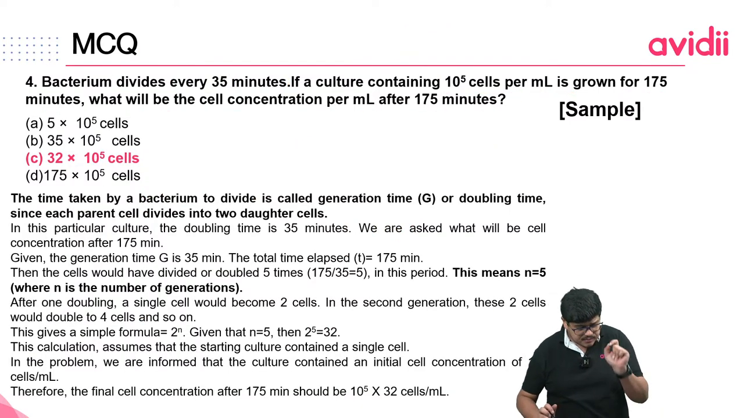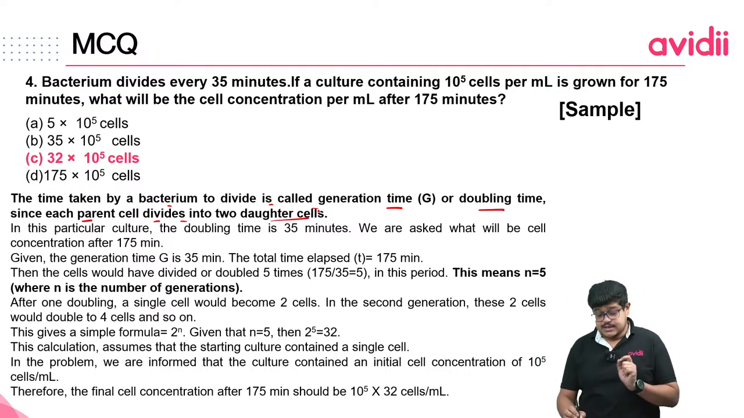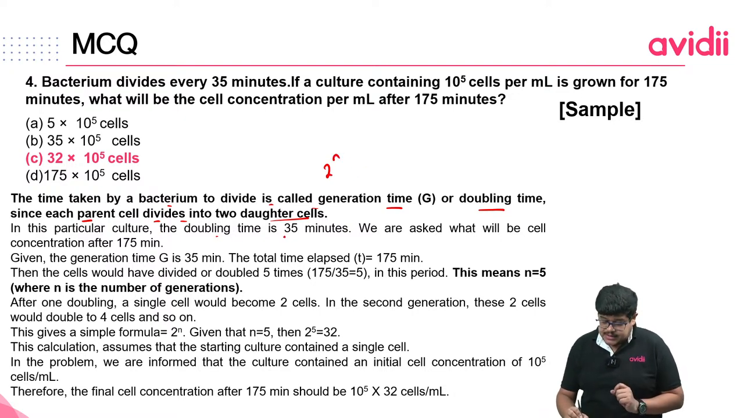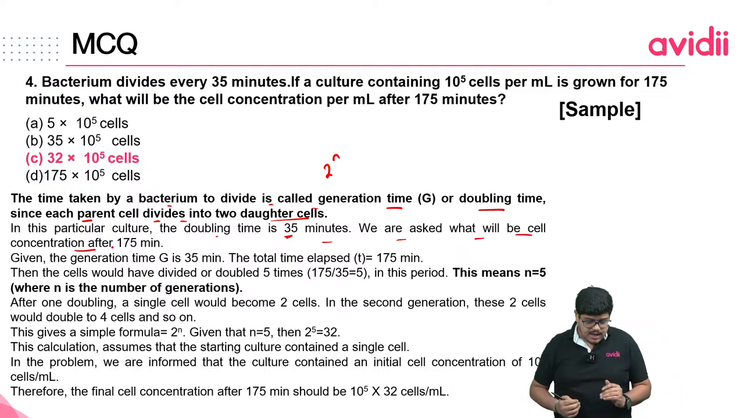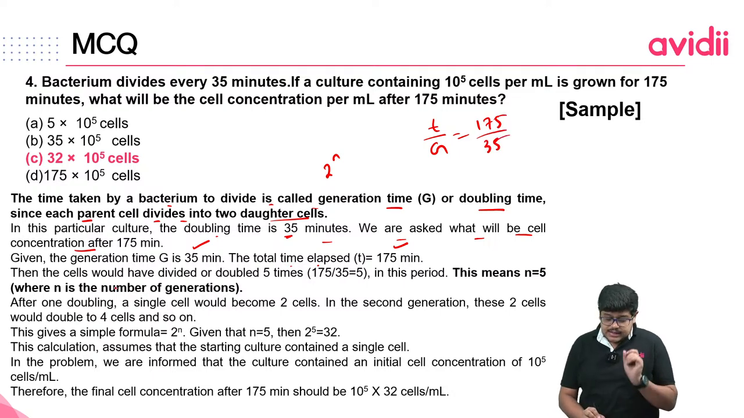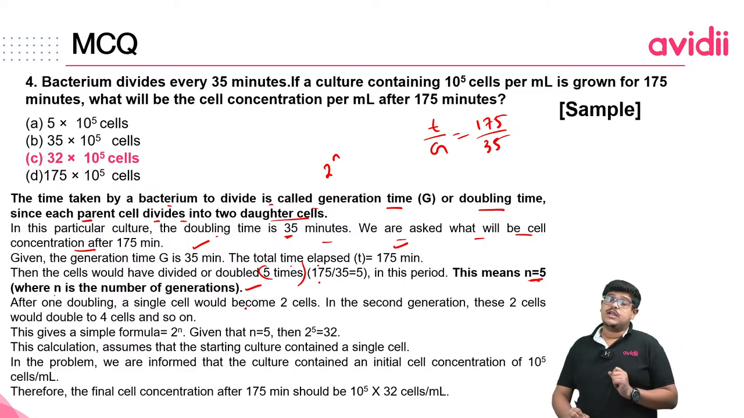Let's see in detail. The time taken by a bacterium to divide is called the generation time or doubling time. Since each parent cell divides into 2 daughter cells, we can write it as 2 to the power n, we will come to that later. In this particular culture, the doubling time is 35 minutes. We are asked what the cell concentration will be after 175 minutes. The generation time is 35 minutes and the total time elapsed is 175 minutes. So they have gone T by G, 175 divided by 35. You do the calculation, it comes to 5, meaning the cells would have divided 5 times. This means n equals 5, and n is your number of generations.